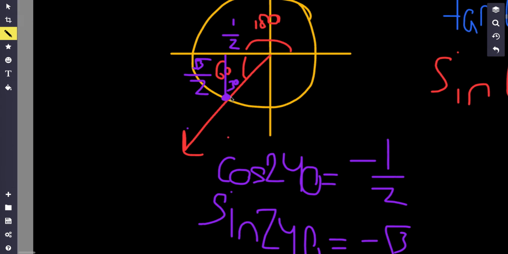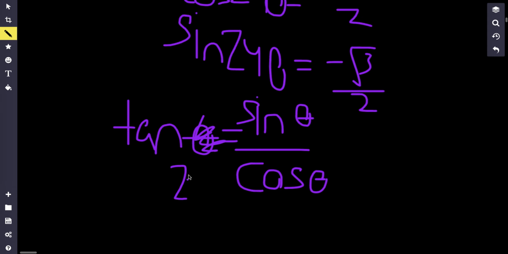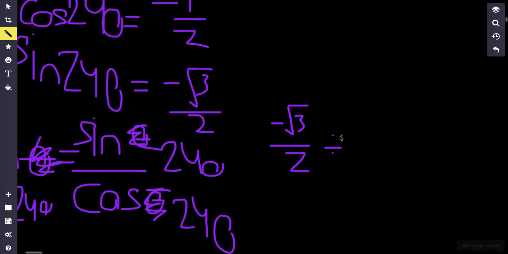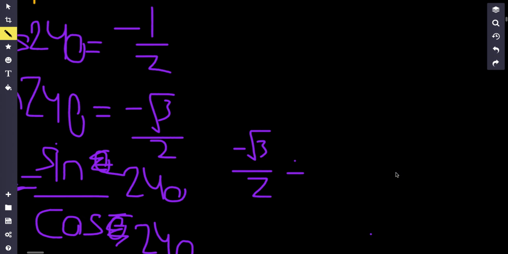Tangent of an angle is equal to sine of that angle over cosine of that angle. So in this case, if I have tangent of 240 degrees, it's going to be sine of 240 degrees over cosine of 240 degrees. So sine of 240 is negative radical 3 over 2. And we're going to divide this by cosine of 240, which is negative 1/2. We can keep, change, flip. Negatives cancel out, 2s cancel out. You're just going to be left with radical 3.